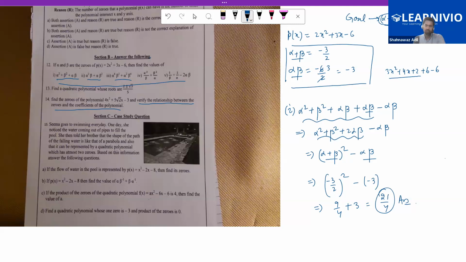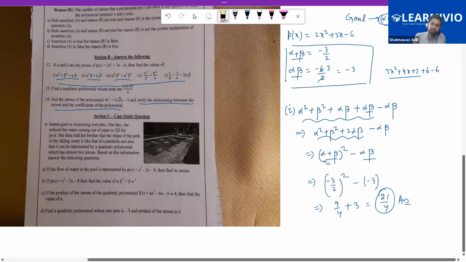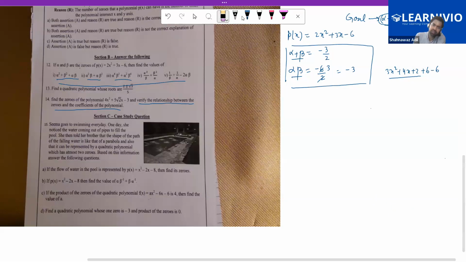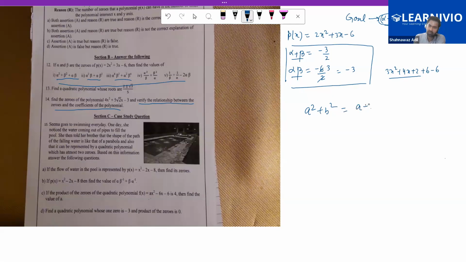Yeah. So now let us solve the next question. We can do this question by another method as well, but for that, I have to write a square plus b square in terms of a plus b and a minus b. So how can I do that? I have to write a plus b whole square and minus 2ab. That is the thing that I have.